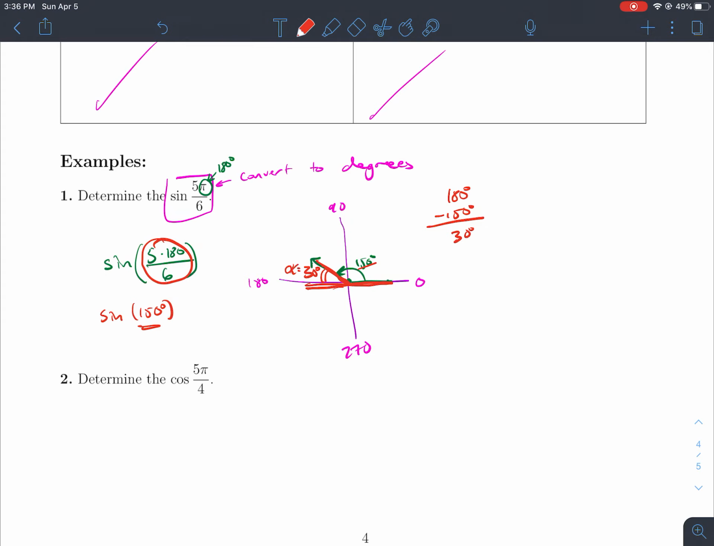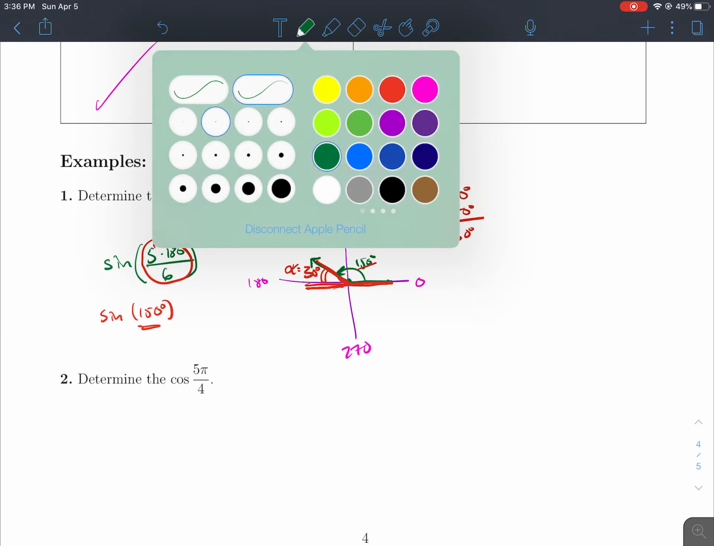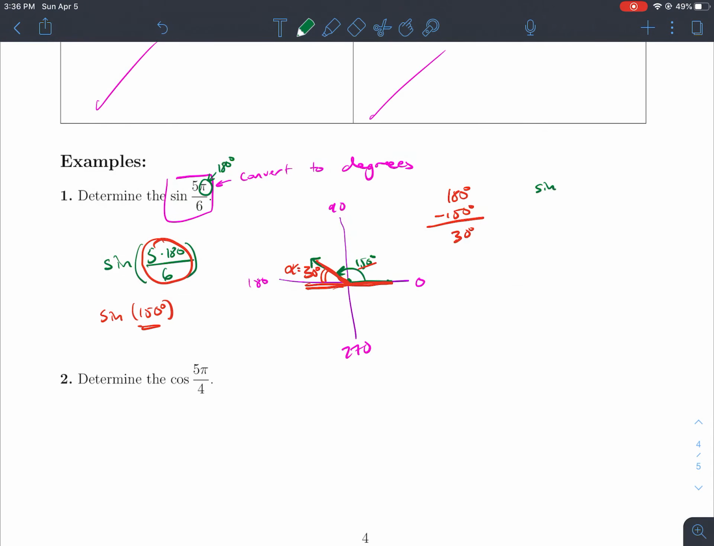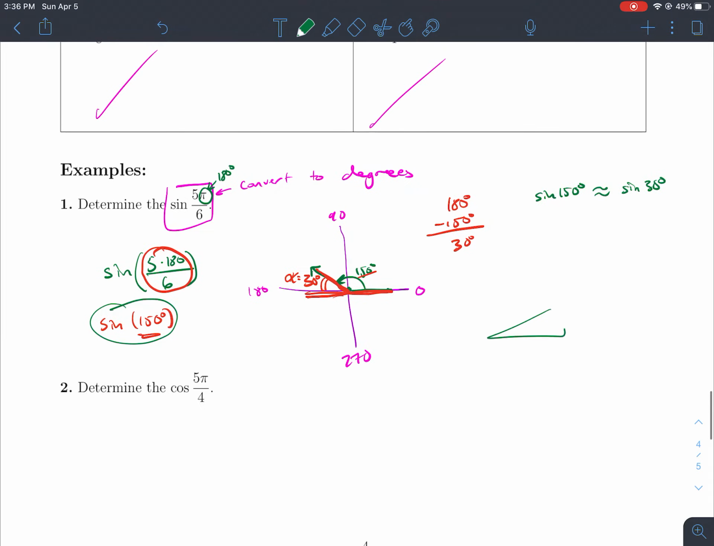Okay, so now that we've got 30 degrees for alpha, we know that the sine of 150 degrees, the one that we're trying to find, is going to be almost the same thing as the sine of 30 degrees. And if you draw your 30, 60, 90 reference triangle, 1, 2, square root of 3, you find that the sine of 30 degrees is opposite over hypotenuse, it's 1/2.